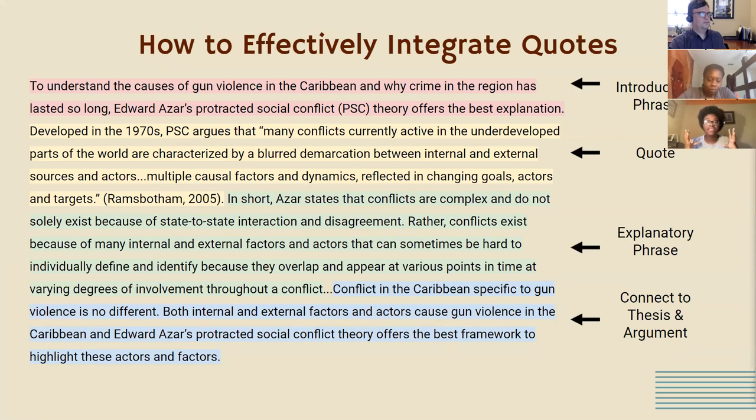So the section says, to understand the causes of gun violence in the Caribbean and why crime in the region has lasted so long, Edward Azar's protracted social conflict theory offers the best explanation. Developed in the 1970s, PSC argues that many conflicts currently active in the underdeveloped parts of the world are characterized by a blurred demarcation between internal and external sources and actors, multiple causal factors and dynamics reflected in changing goals, actors, and targets.